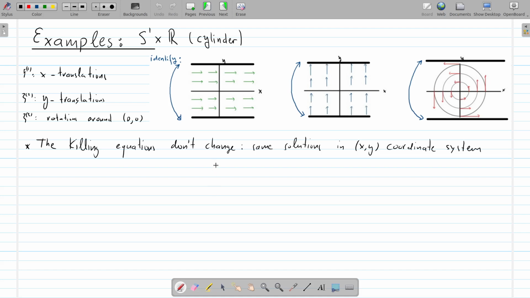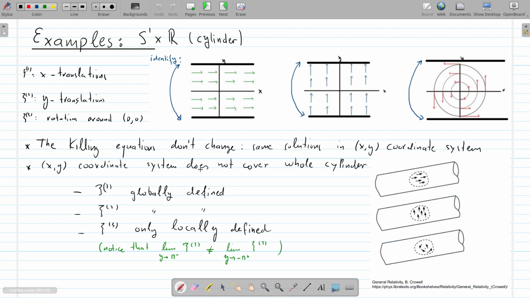And we see that by doing this construction, the Killing equations don't change. We follow the exact same steps as before, and we compute the same solutions in the xy coordinate system. The problem is that the xy coordinate system does not cover the whole cylinder. It covers the cylinder except this line here of the identification. But we see that the Killing vector fields xi1 and xi2 are well defined.